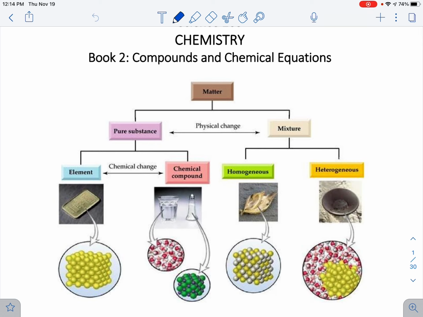This is the division of matter and how we define the different possibilities in matter. So we divide matter into two concepts, the pure substances and the mixtures. And pure substances are further divided into elements, which we've just finished talking about. So the elements on the left here, and chemical compounds on the right of that. And chemical compounds are essentially those combinations of elements that we're all familiar with.